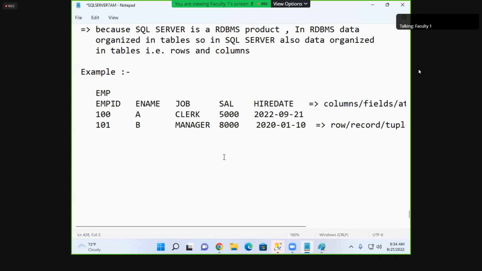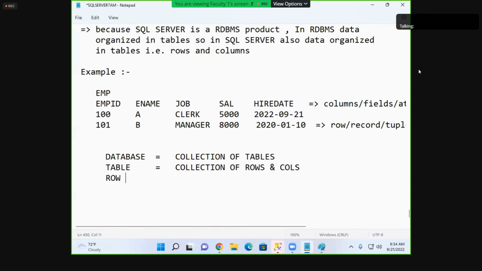Now, what is a database? Database is a collection of tables. A database contains tables, and a table contains a collection of rows and columns. What does a row contain? This is one row, and this is one row.